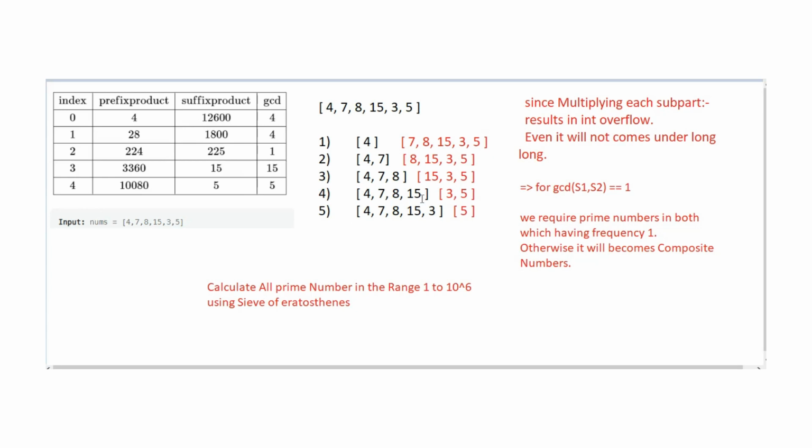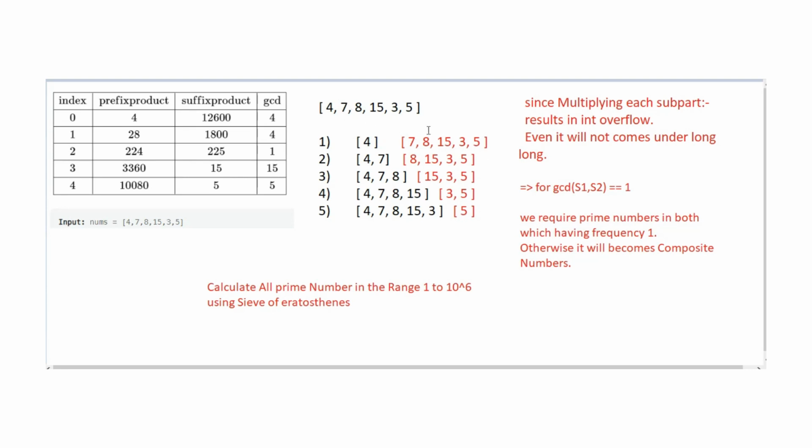Here we can see that 5 splits are possible in this array. In the question they have mentioned that we can split only up to index n minus 2, because if we reach the end we can't split it into two subparts. So the first split we have made is at the first index. Here 4 is in the left part and the remaining elements are in the second part.